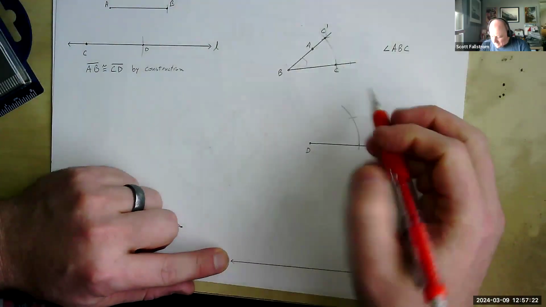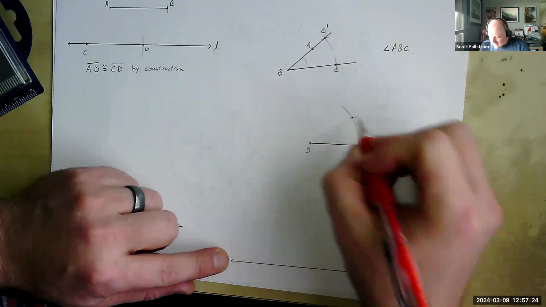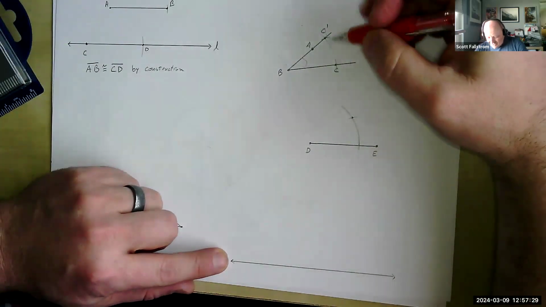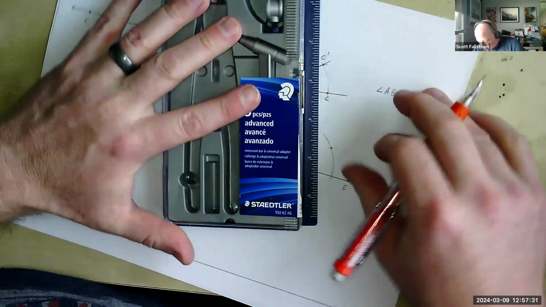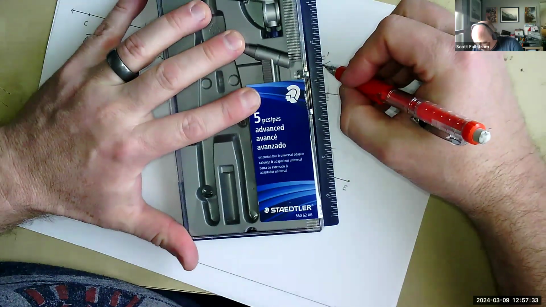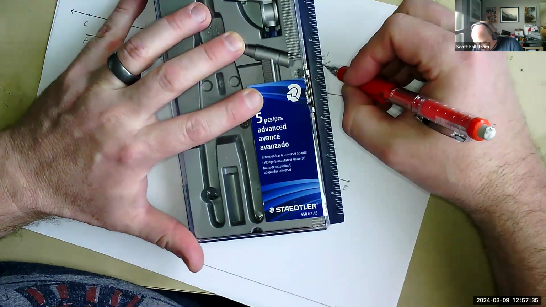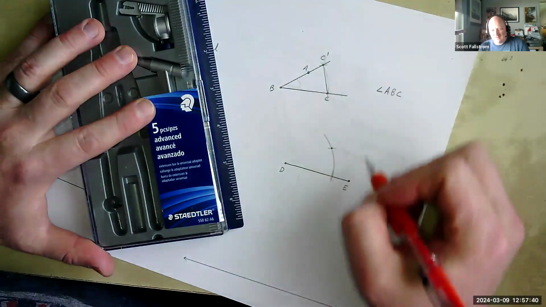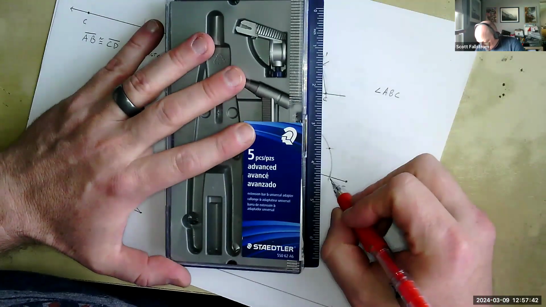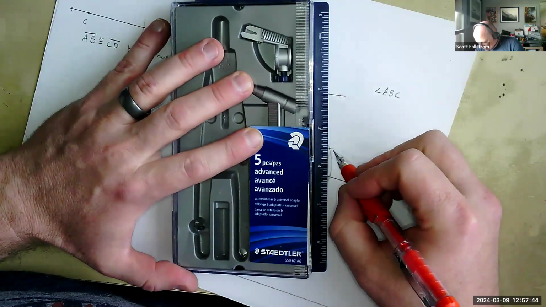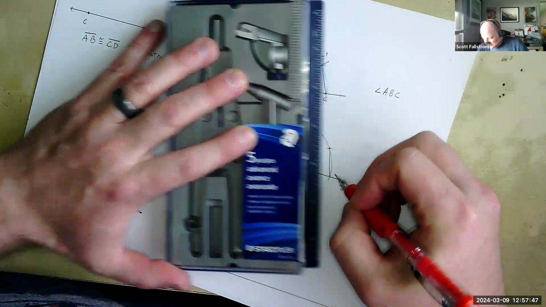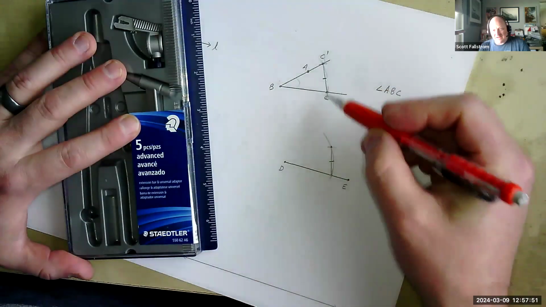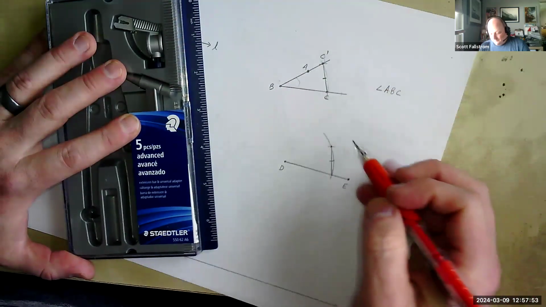What have I created? I've created a new point. Now it's based on the idea of a triangle. If I was to connect C with C prime, I want you to see this, no pun intended. This length right here is exactly the same as the length right down here. Those are exactly the same length by construction.